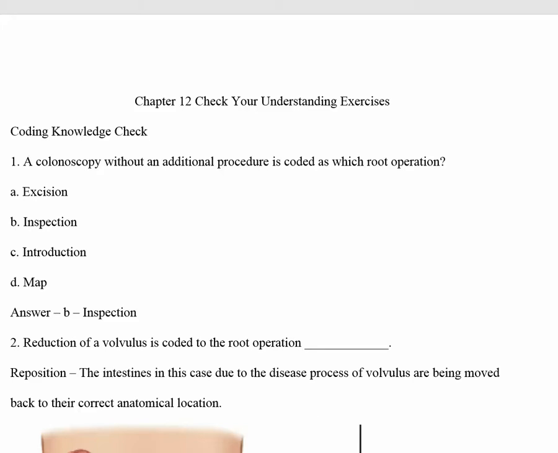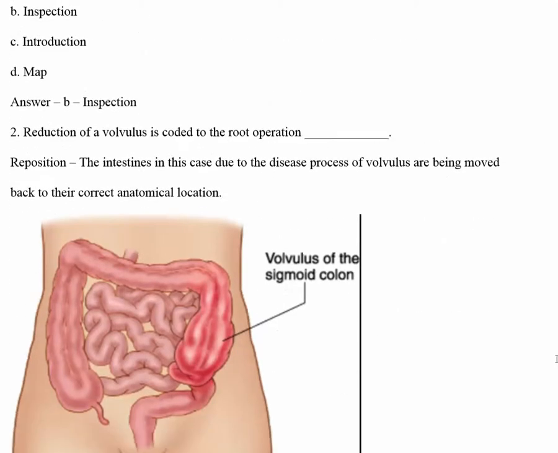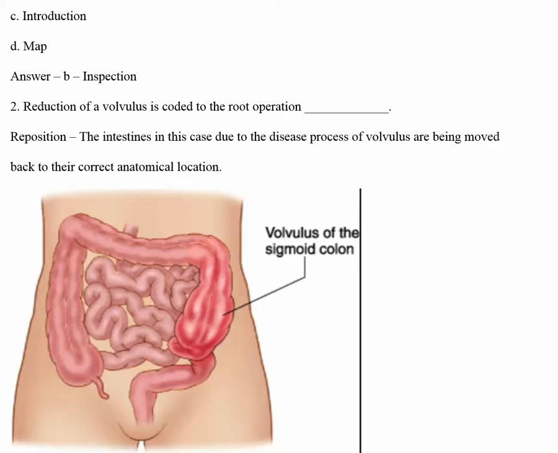So if we begin by looking first at the very first exercise, which is a colonoscopy without an additional procedure is coded to which root operation. In your textbook, they give you 4 options: excision, inspection, introduction, and map. If we look at the definitions of all of these root operations, and we are thinking about just a colonoscopy, and that's all they're doing is looking at the patient's large intestine, the best root operation would be inspection, which is option B.